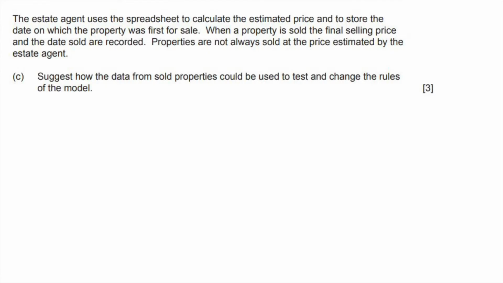In the next section here, the estate agent uses the spreadsheet to calculate the estimated price and store the date on which the property was first for sale. When a property is sold, the final selling price and the date sold are recorded. Properties are not always sold at the price estimated by the estate agent. Suggest how the data from sold properties could be used to test and change the rules of the model.